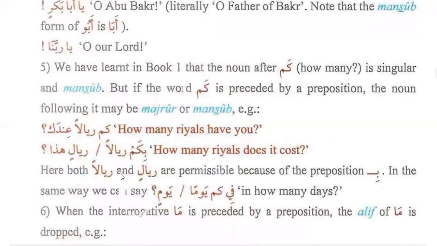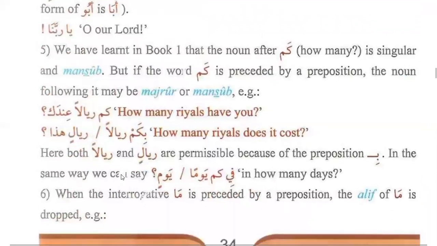Next we have learned in the... So now you know that after the word kam, the next word is always singular and it is always mansub. And you also know that after the harf jar, the next word is always majroor. So what will happen when harf jar and kam come together?